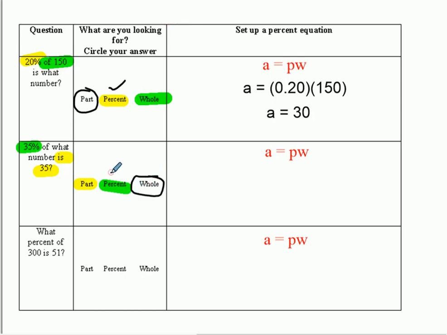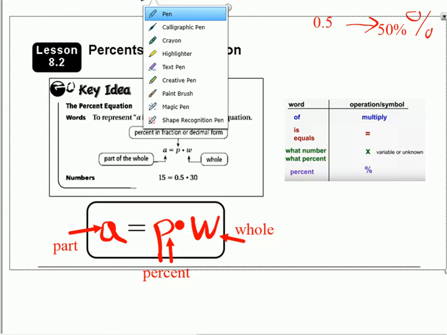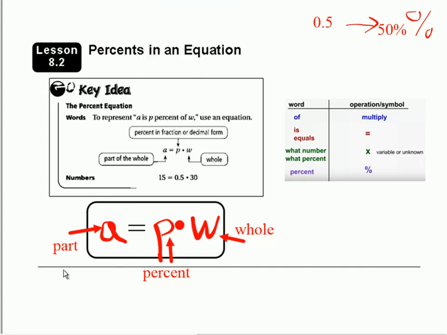I have my percent, I have my part, I don't have the whole. Let's go back for a second. I just want to add the words "is" and "of" in here, just so that you know that sometimes when you see the word "is," that's talking about the part. And when you're talking about the "of," they're talking about multiplying that whole times the percent. So add those two words in, is and of. Those will help you set up the percent equation.